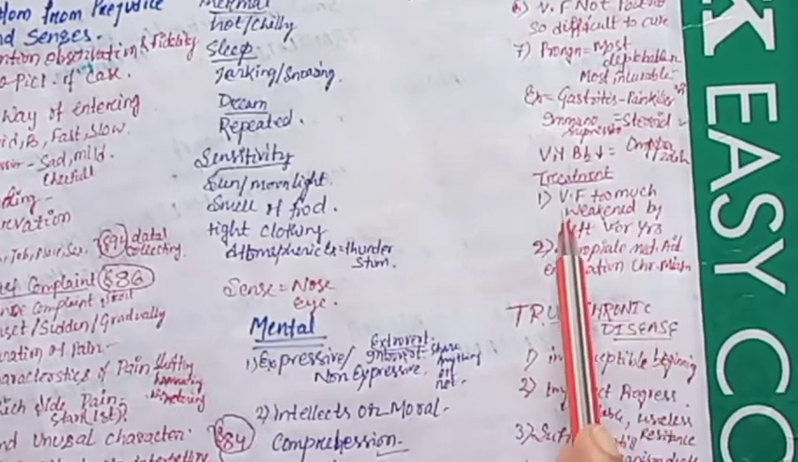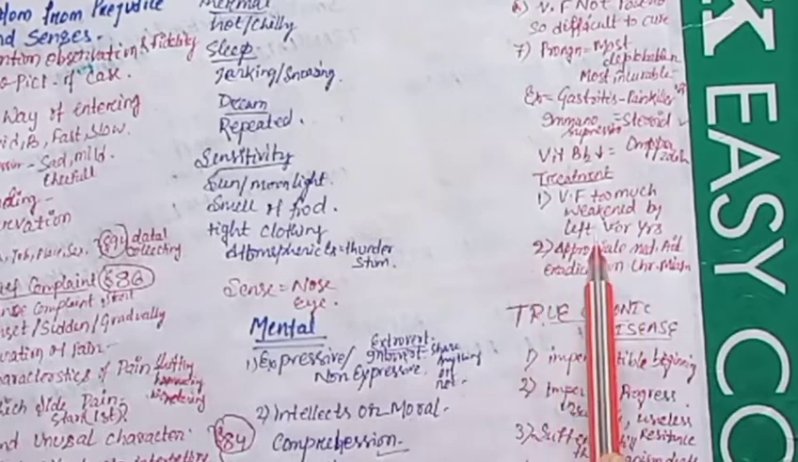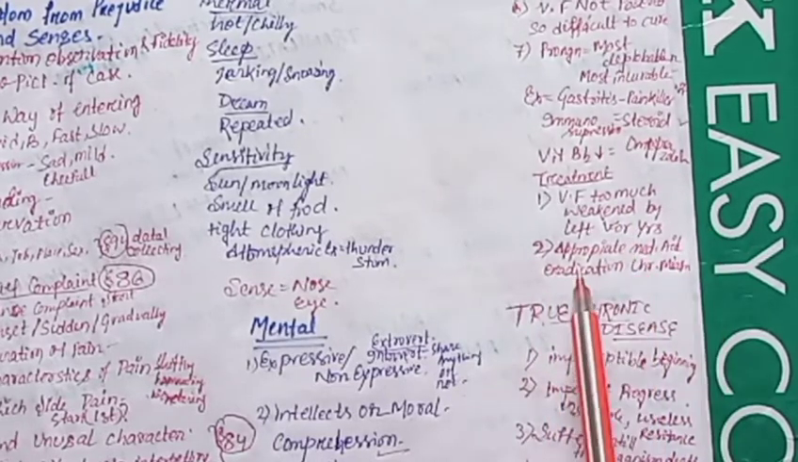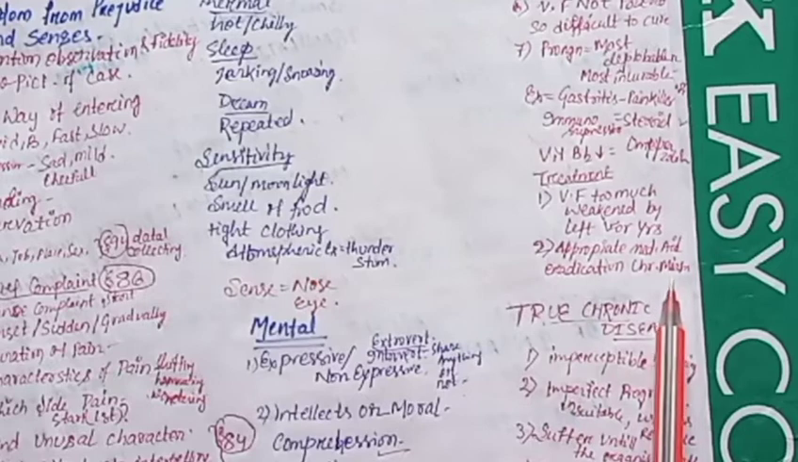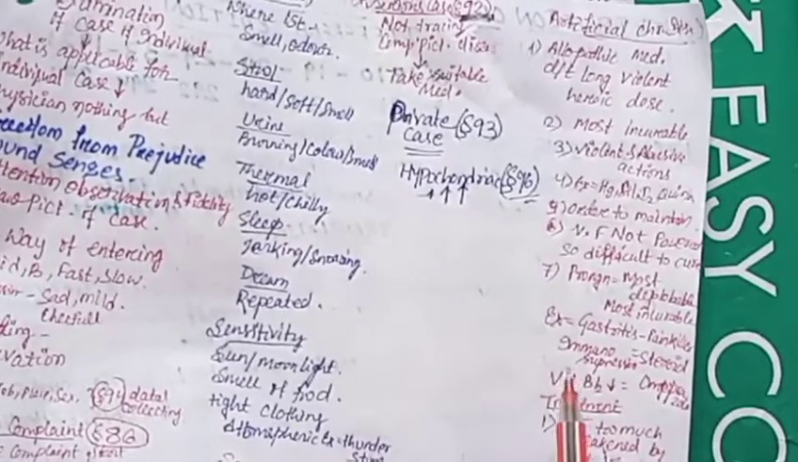Treatment: how do we go for treatment? The vital force becomes too weak, so we leave it for years and then give appropriate medicinal aid for eradication of the chronic migraine. This is artificial chronic disease. These points you should write in your exam.